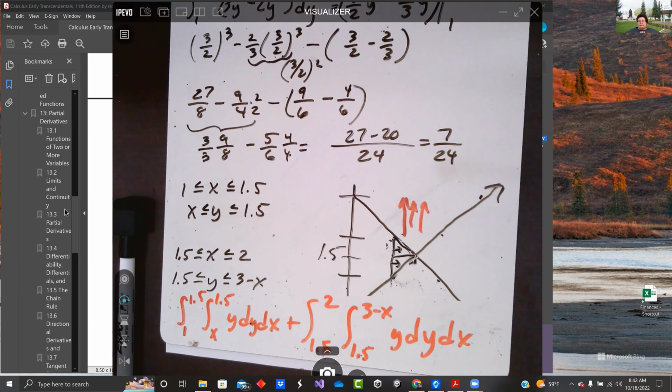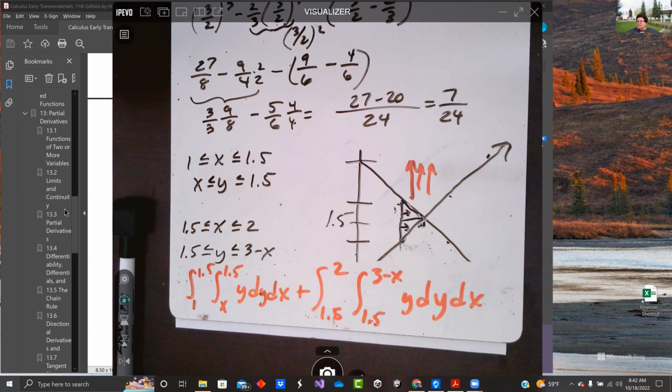Like an iPhone app? Well, a calculator? I wouldn't expect to be allowed one on the test.